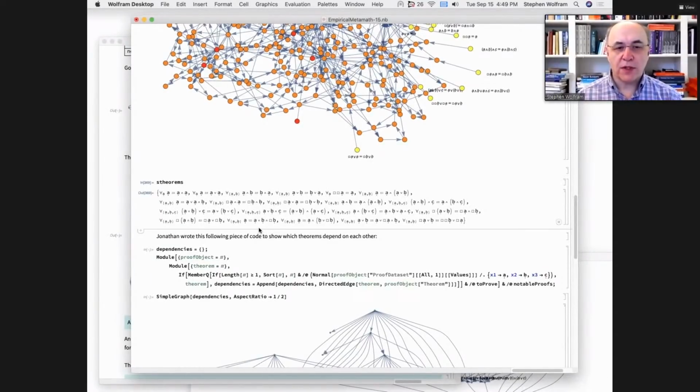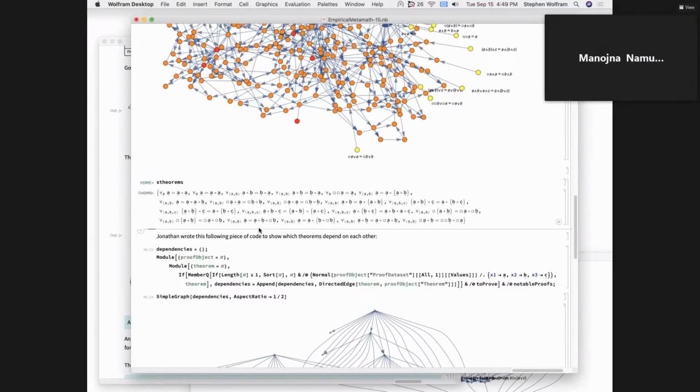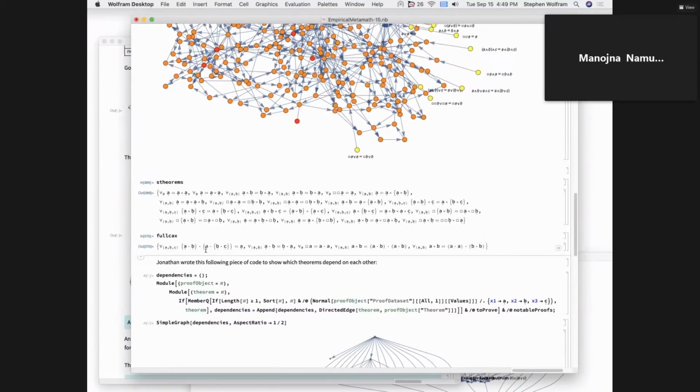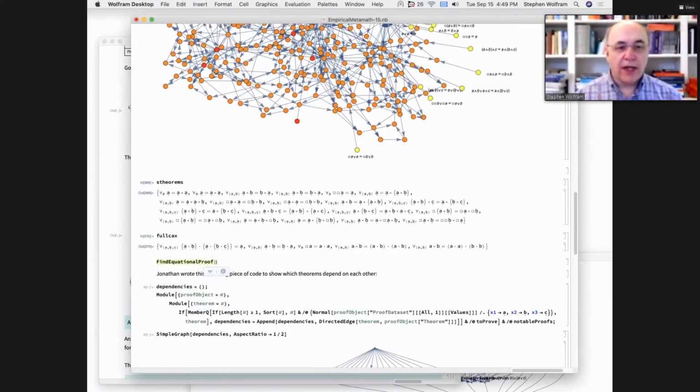You want to prove S theorems from what was the collection of things, Mano? What's the collection of things to prove it from? Is it full CACs? Yeah, I think so. It's the Wolfram commutative axioms with the ancillary definitions. Okay, so full CACs. Okay, drum roll. Let's see what we can do here. S theorems using full CACs, right?